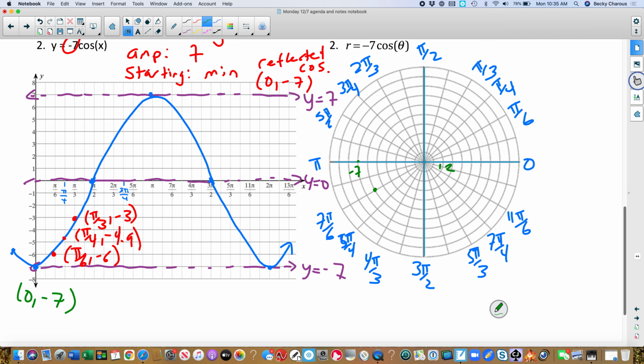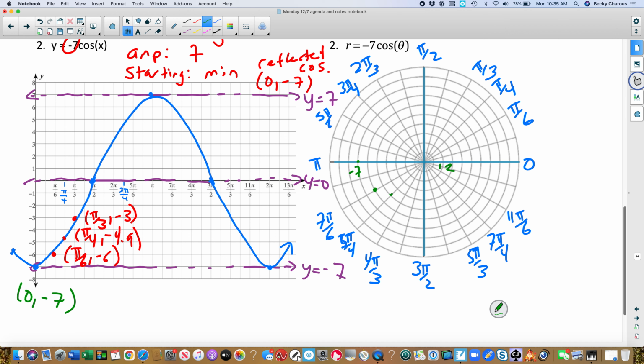Good? Okay, then we're at pi over 4, -4.9, so about 5. Okay, so pi over 4, we need to flip across the pole. What ray are we on? 5 pi over 4, good. So 1, 2, 3, 4, 5, so a little less than 5.